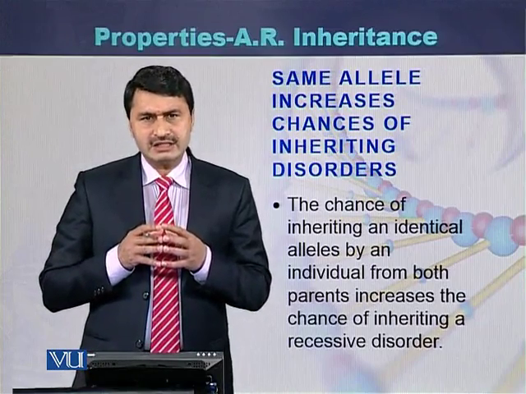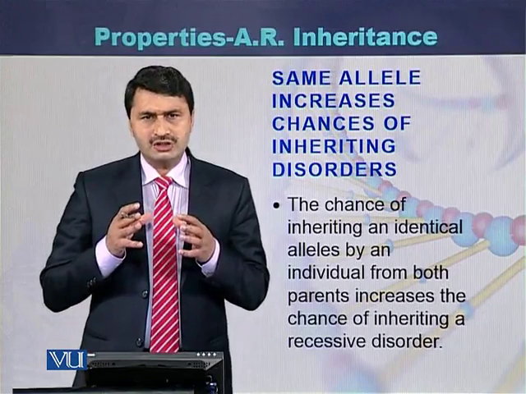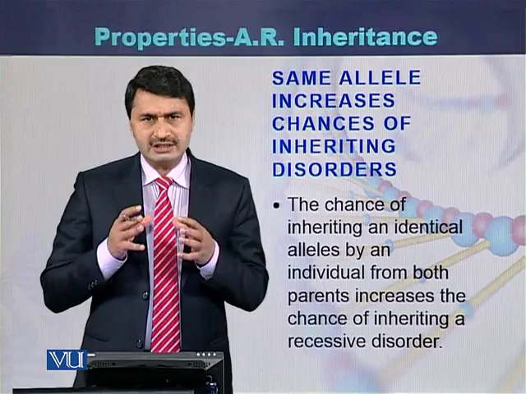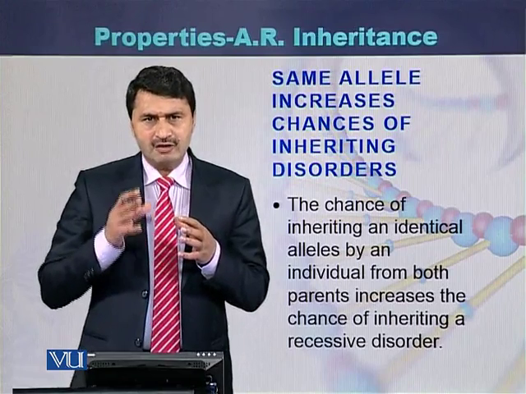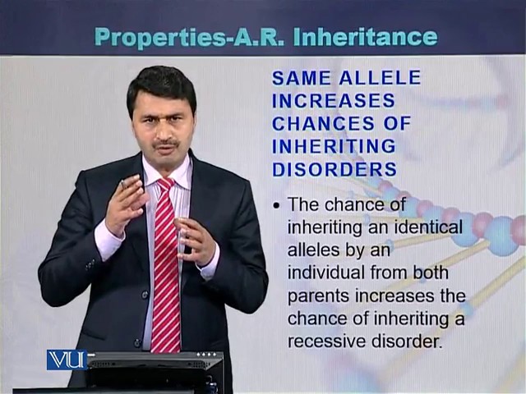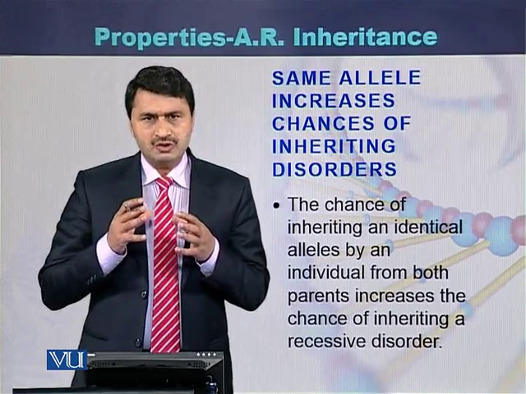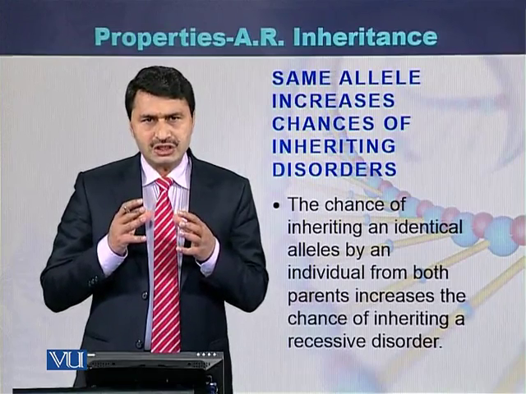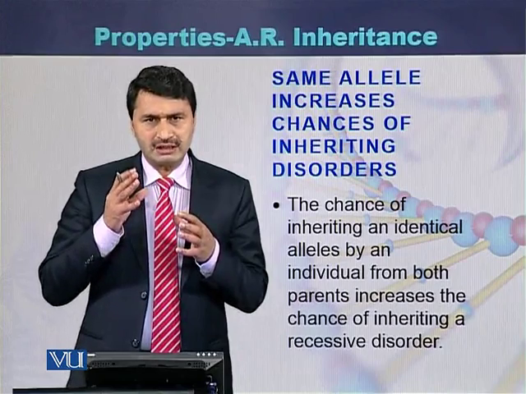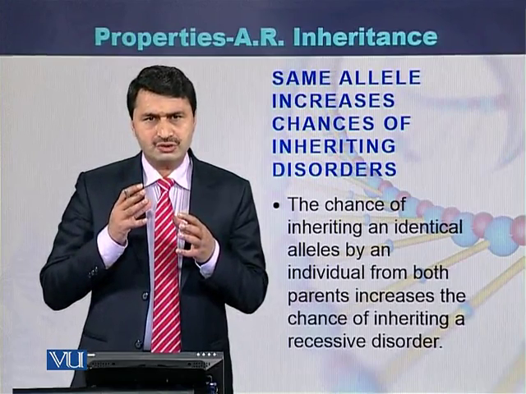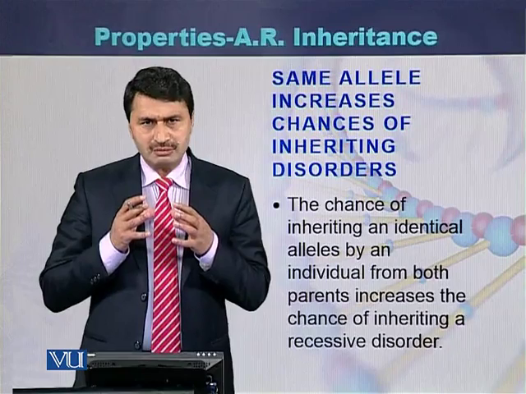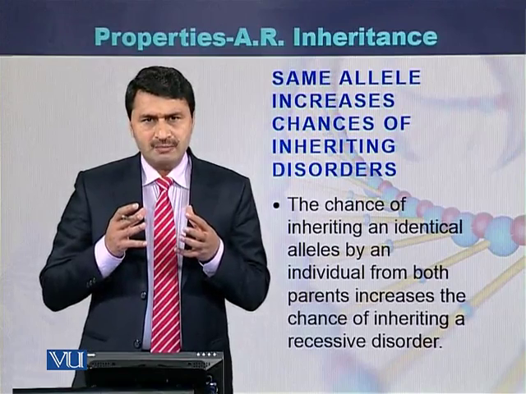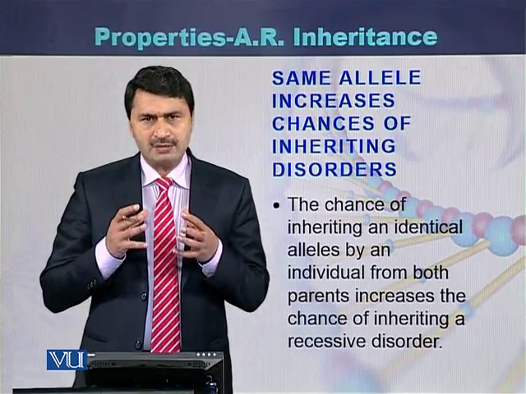The same allele increases the risk of the disease because there are cousin marriages, or marriages within the family, and the same allele is inherited from grandparents to parents, and from parents to the children. So there is a possibility that the same allele, which can be a mutated allele, is being inherited from the grandparents to parents and from parents to the children. So if the allele is mutated, there is a chance that the disease would be greater in that particular family or in that particular population.